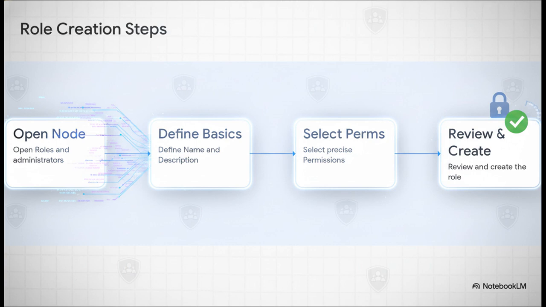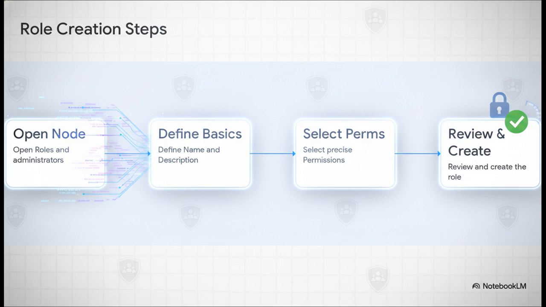Understanding this high-level creation process is totally crucial, and thankfully it flows really logically. Step 1, open up roles and administrators. Step 2, define the role's identity. Give it a name and explain what it actually does. Step 3 is the big one, selecting those precise, granular permissions.